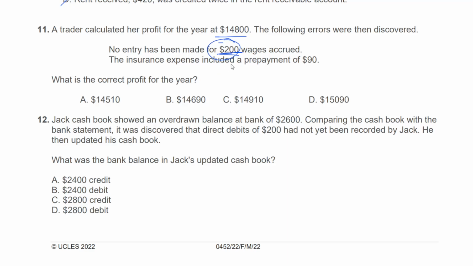The insurance expenses included a prepayment of $90. We paid some, and this is what will reduce the expenses. We'll remove this from this year's expenses because it belongs to the next year. It's a prepayment, and this will increase the profit. So 14,800 minus 200 plus 90. That's 14,690. B is the right answer.